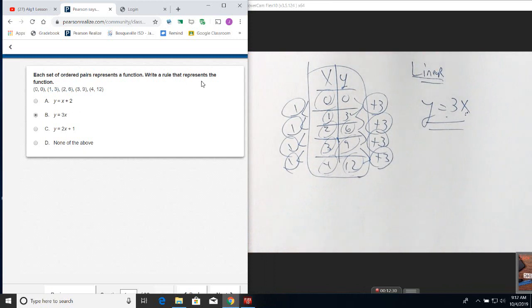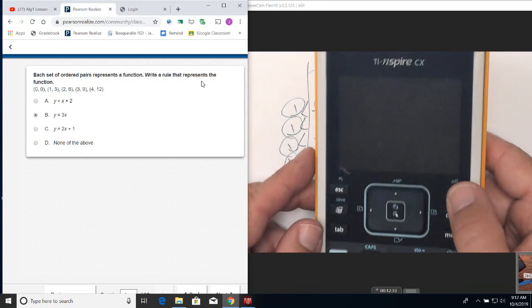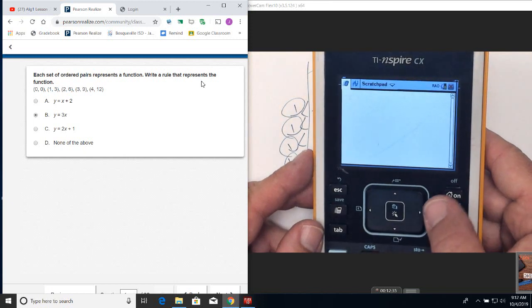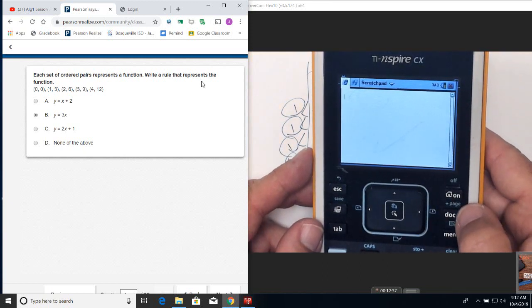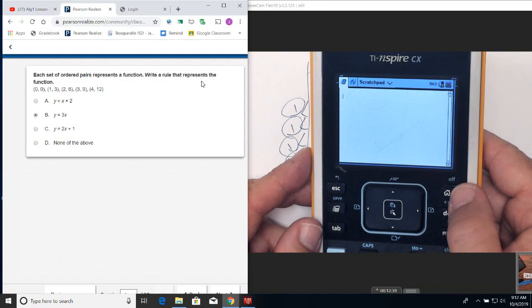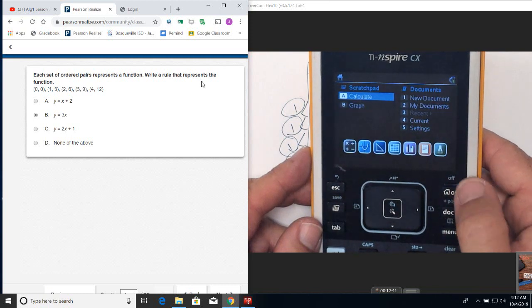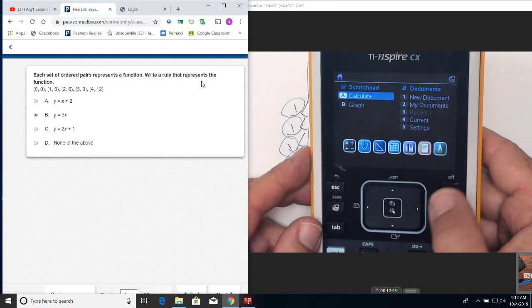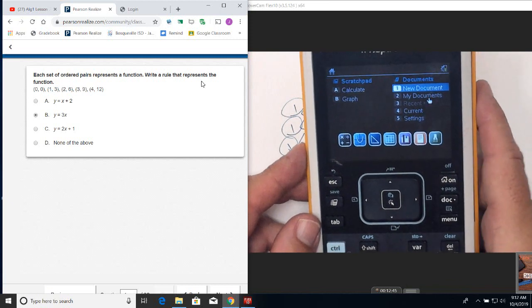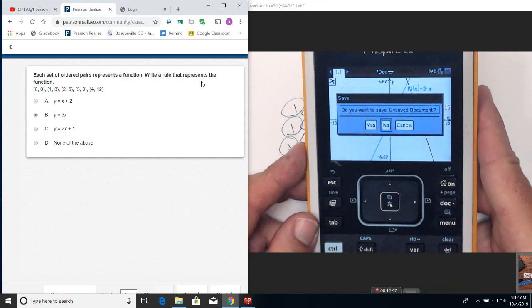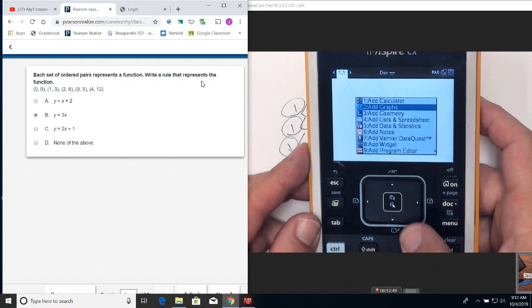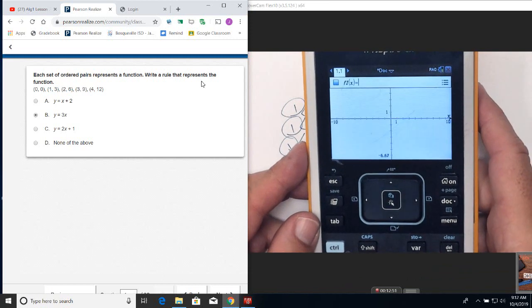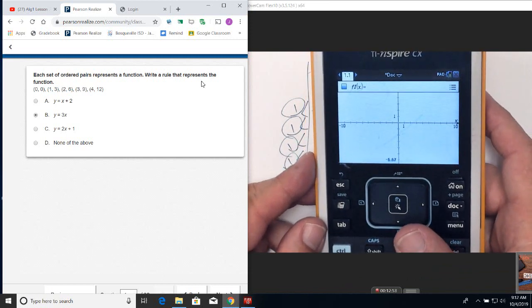Now, once again, like I said before, you could have gotten that just by randomly guessing and saying, all right, I guess B. Then go to your calculator and graph it by going to your home screen, then New Document. Do I want to save my last one? No. I could add my graph, and I could have randomly guessed one, like B.